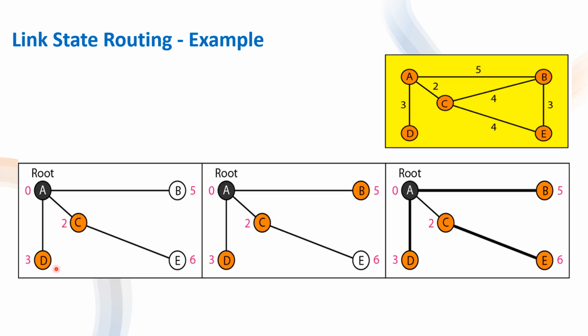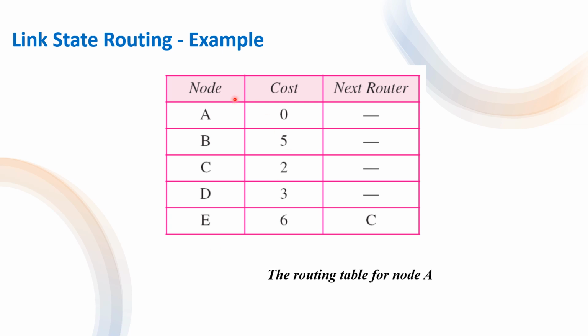Now move D to the permanent list. Move B to the permanent list. Move E to the permanent list. Now the tentative list is empty. The figure shows the routing table for node A.